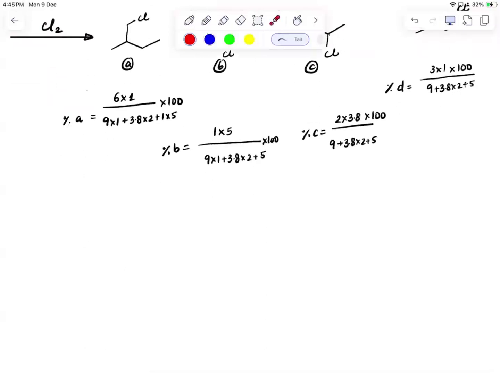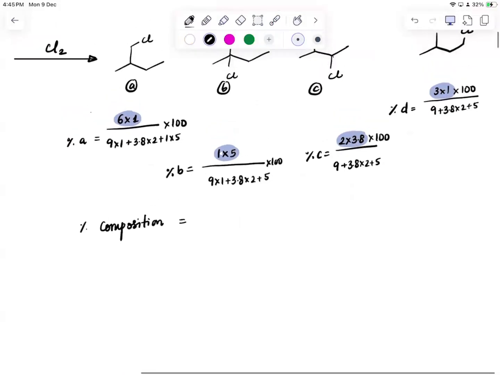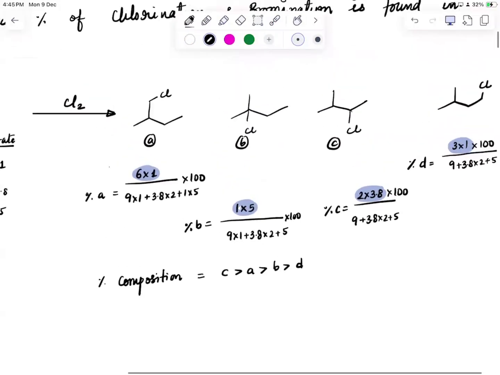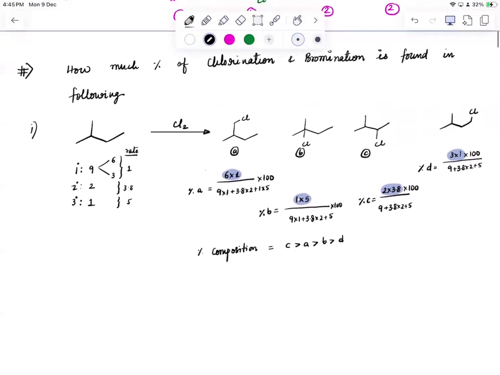So now if you compare the percentages, just check out the numerator values. The numerator value here is 6, here 5, here approximately 7.5, and here it is 3. So percentage composition wise, out of all of this, you can notice that C is greater than A, is greater than B, is greater than D. This is the percentage composition of chlorination.